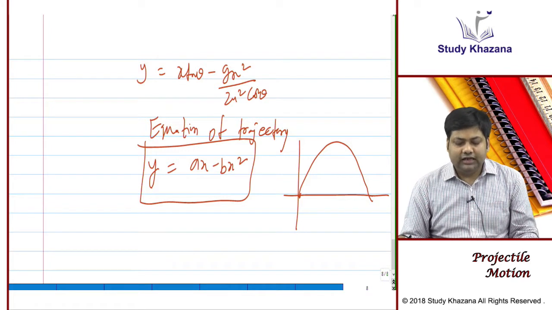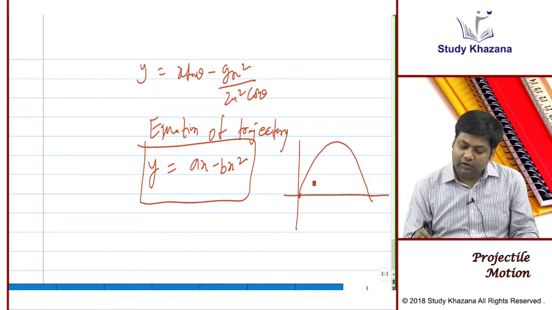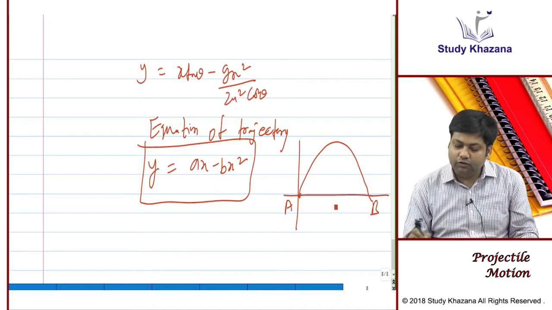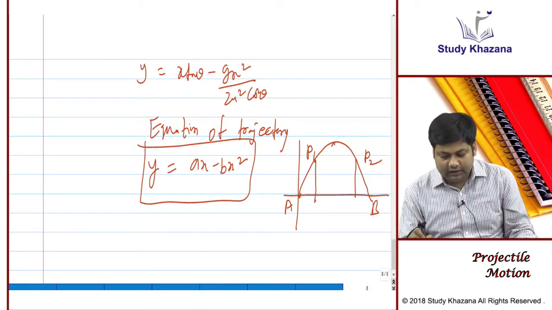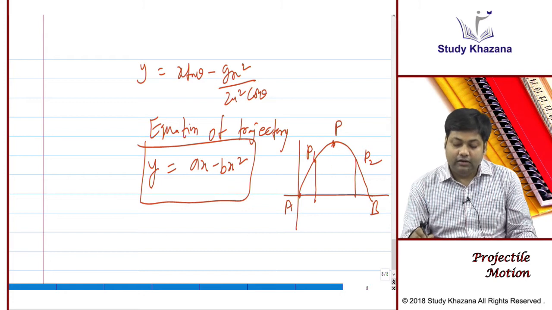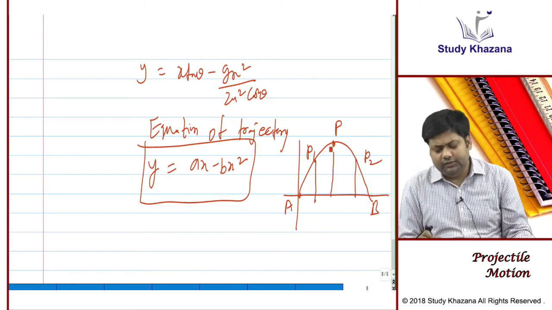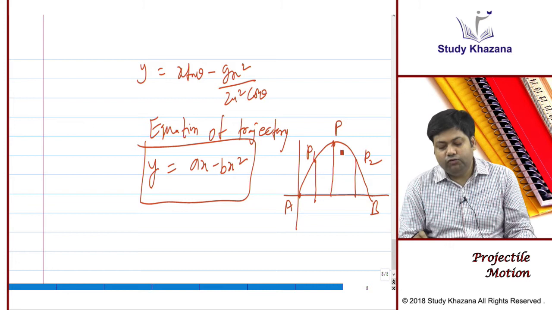So it shows that there will be two values of x, and that is very clear, because let's say the body started the motion from A to B, and let's say we take P1 and P2 as two points. I call P the maximum height. So let's say during the ascent, the body is moving up from A to P.